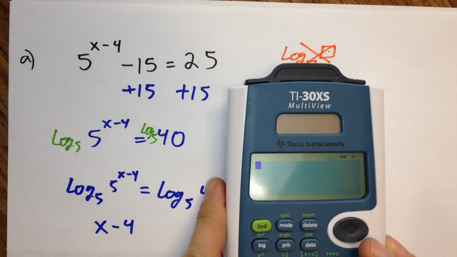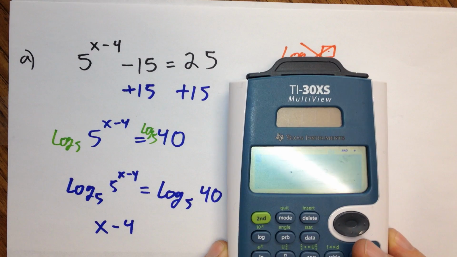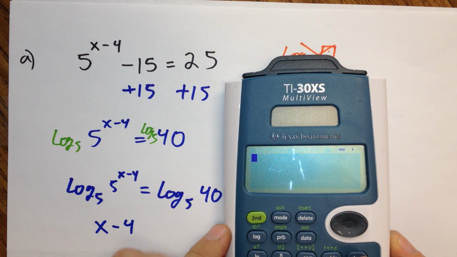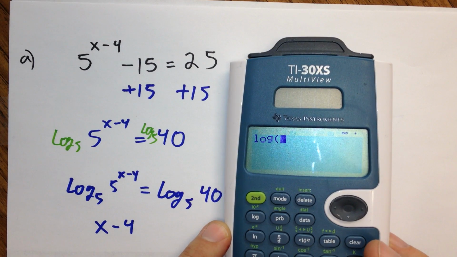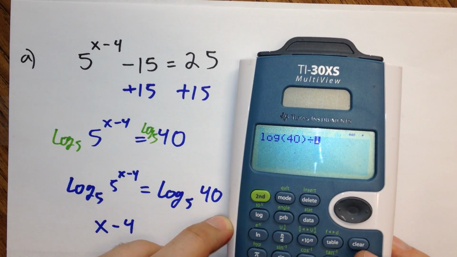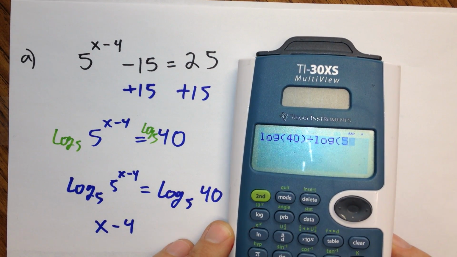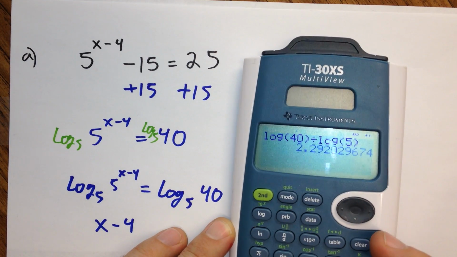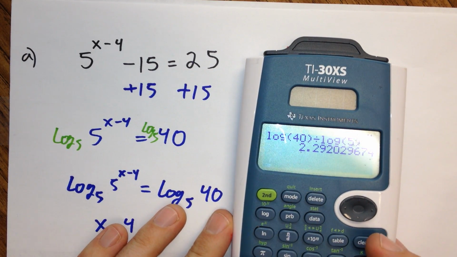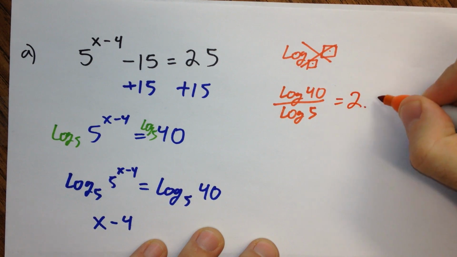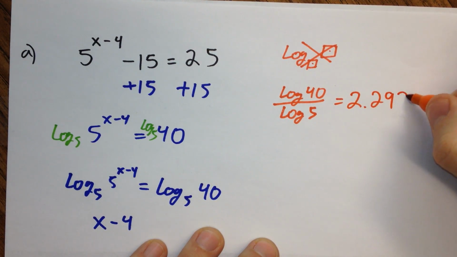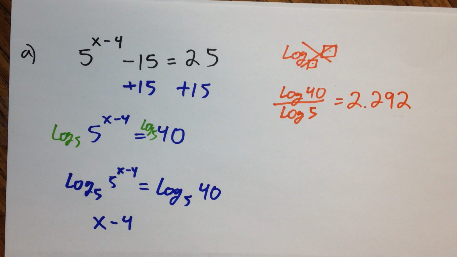So as I do this on my calculator, maybe you can see, a little bit of a glare there, but we'll make it work. I have to push the log button, and I do log 40, and then I'm going to do divided by, and I'll do the log button of 5, and I'll get my response. My response comes out to, looks like 2.292 is my answer. 2.292. And so this is a reasonable way to do this.